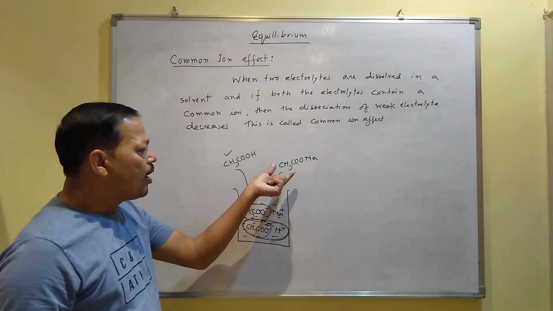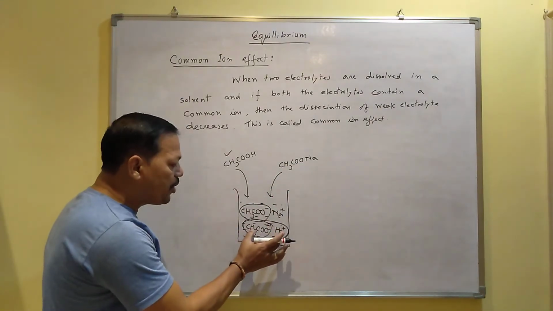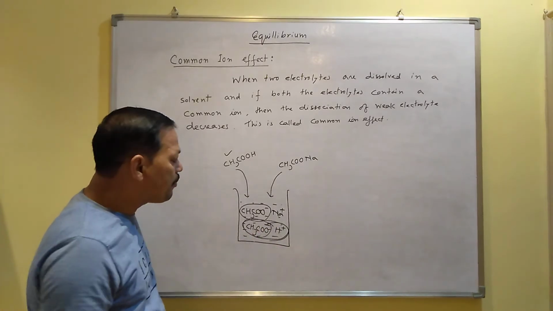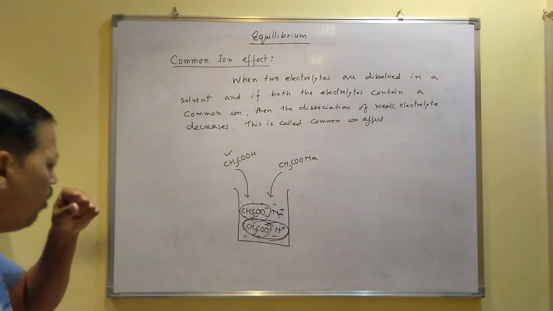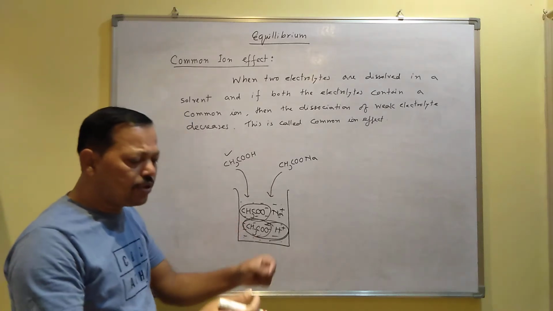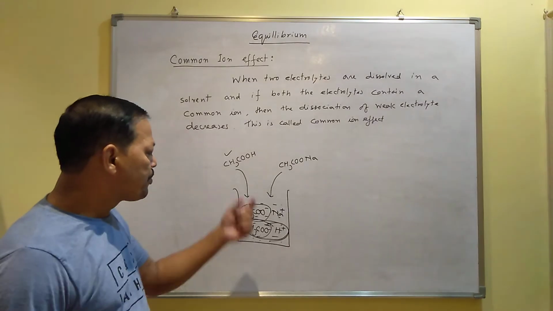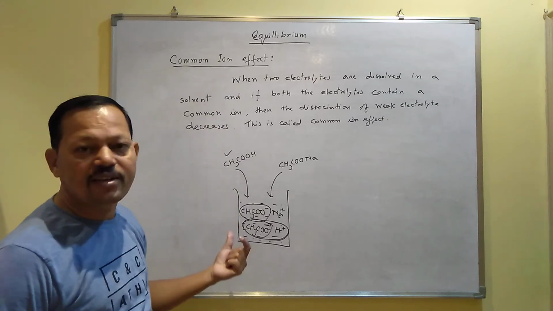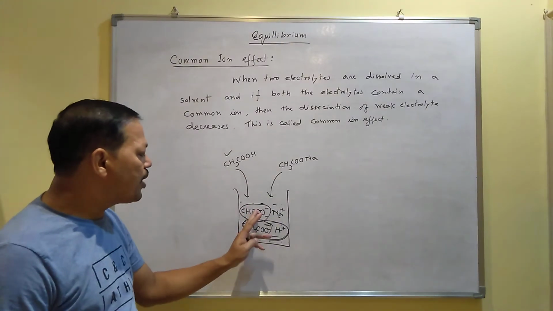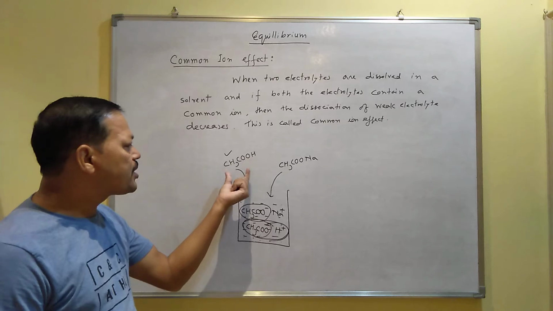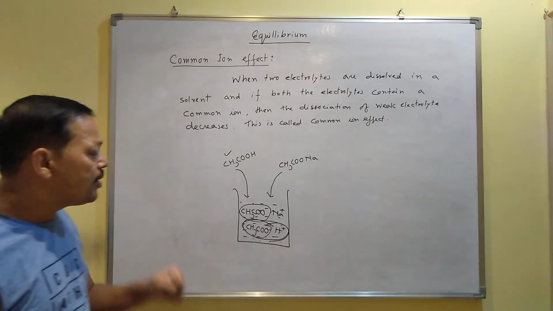And after adding this strong electrolyte, when the dissociation of the weak one decreases, I mean when the ions combine again, then what happens? You will get a precipitate inside the solution. So in some solutions, when you dissolve something and mix something, you will get some precipitate. Why does the precipitate occur? This common ion effect is one of the factors for getting the precipitate. So when two electrolytes are dissolved in a common solvent and if both the electrolytes contain a common ion, then the dissociation of this weak electrolyte keeps decreasing, and you will get the precipitate in the solution.